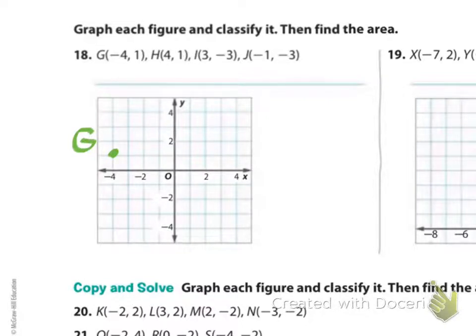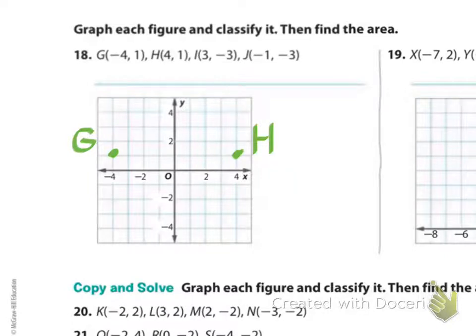Alright, then again, back to the center, (0, 0). You're going to go across to the right, +4, and you are going to go up to 1. Sorry, having issues here, trying to get the dot in the right space. Okay, so there's point H.